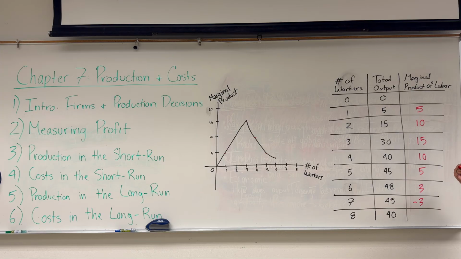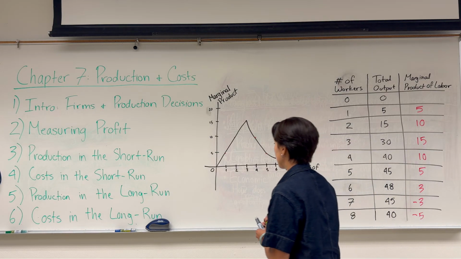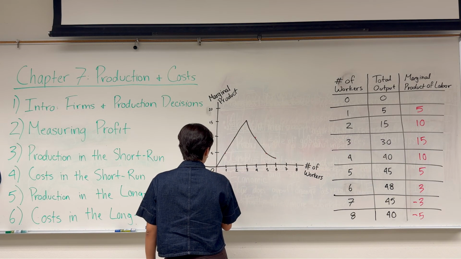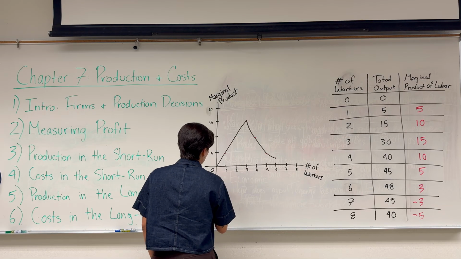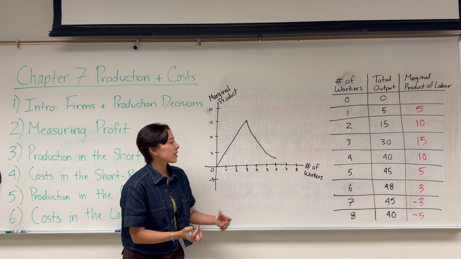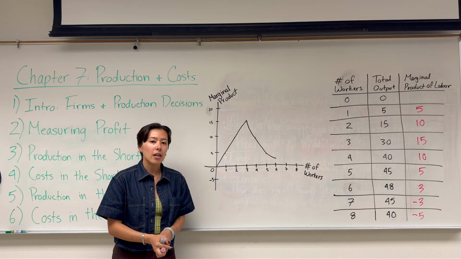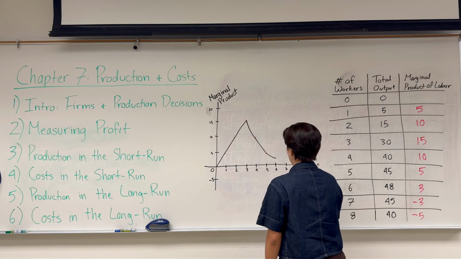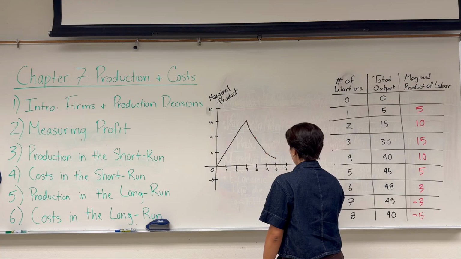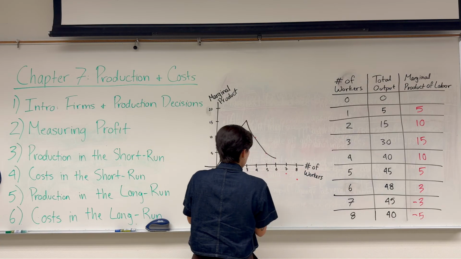They're actually making it so that I'm producing less. They're getting in the way of my other workers, and they're making it harder for them to produce. Same thing is true for this 8th worker. They're actually harming my overall productivity. And so if I want to plot this on my graph, I'm going to see that my marginal product of labor curve actually goes negative at this point. So it might look something like this.